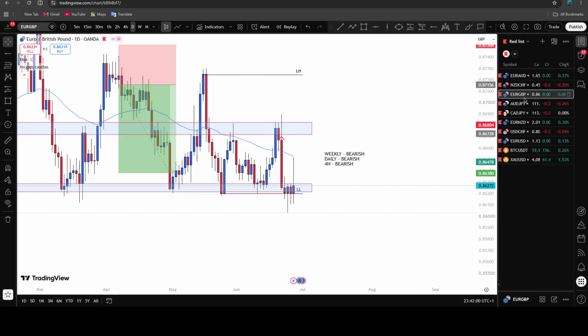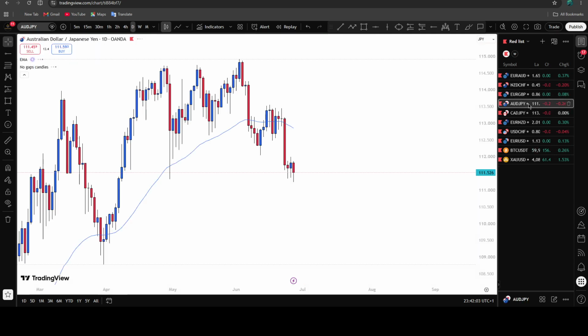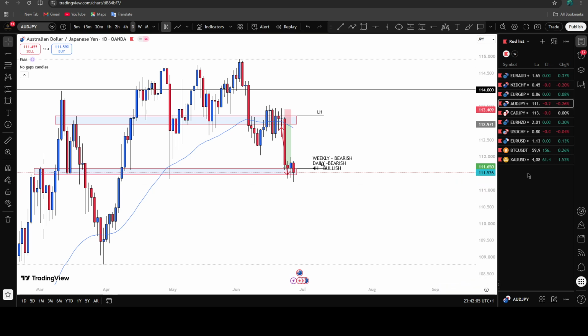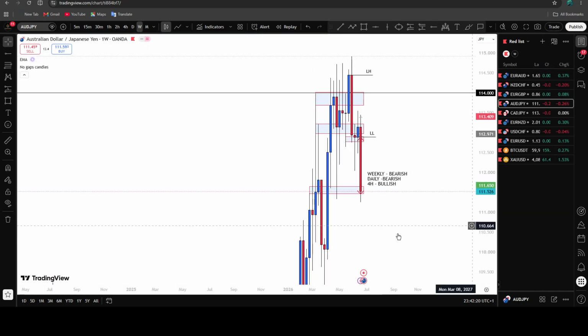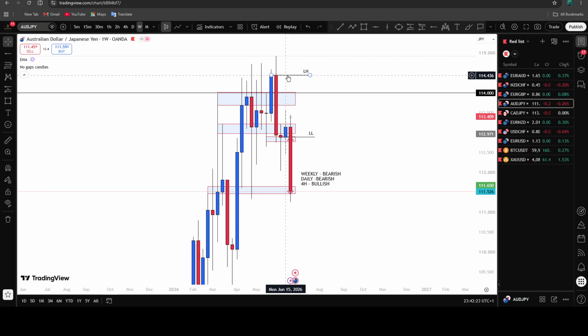Okay. So moving on to AUD JPY. AUD JPY was another missed trade. A lot of misses. Okay, weekly time frame, you see the weekly time frame is bearish. This is a lower high, this is a lower low. Price came up to this zone and had the push to the downside. Very massive bearish engulfing candle.